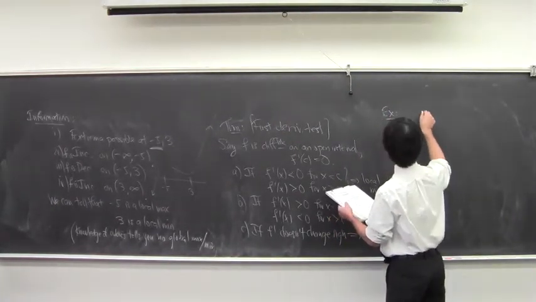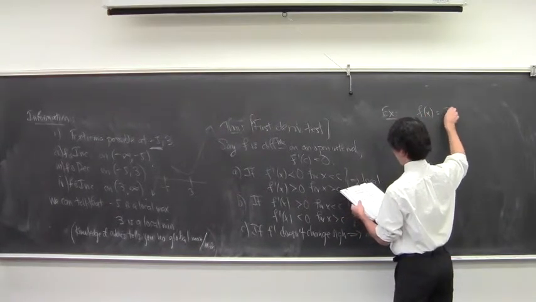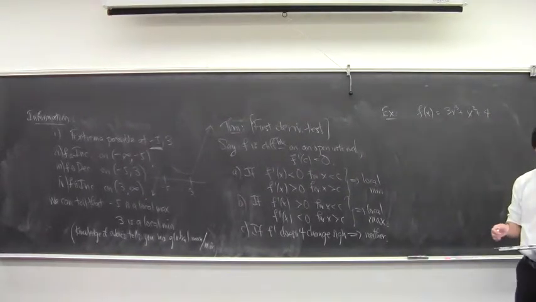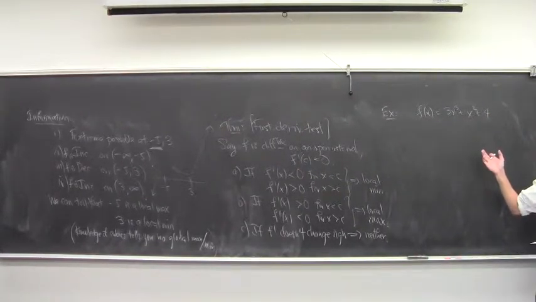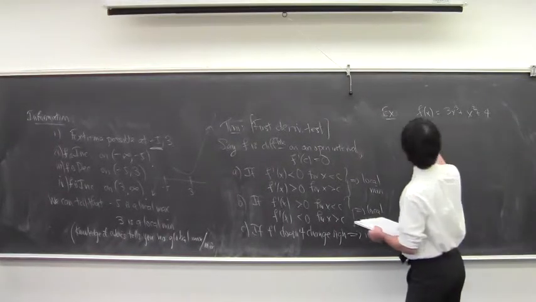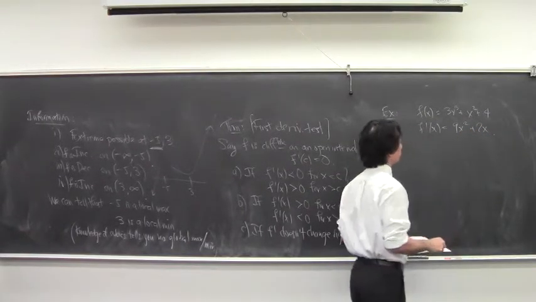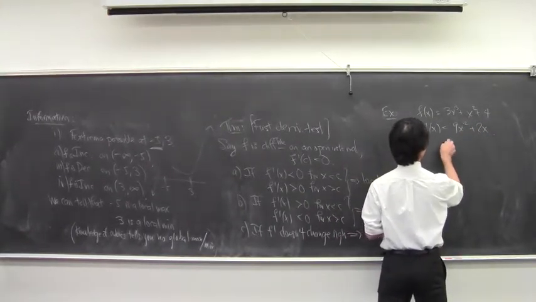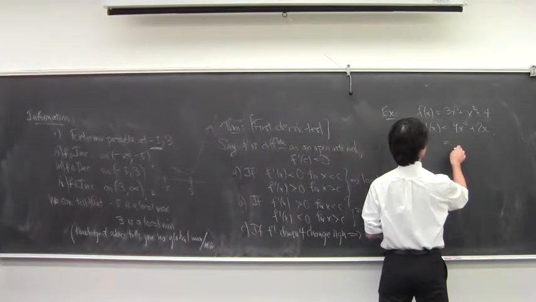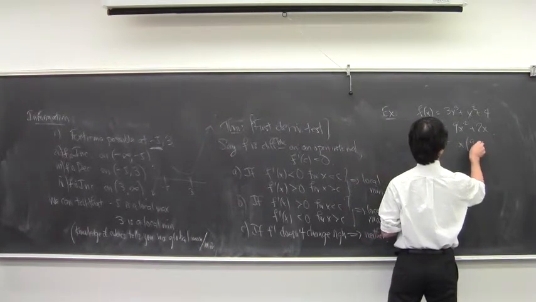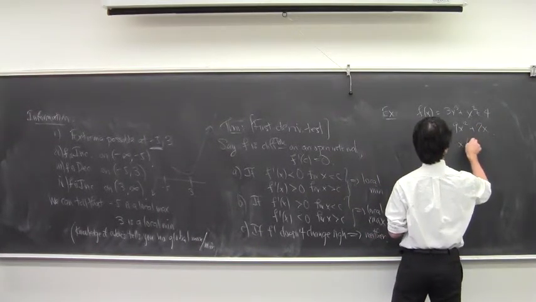Okay, so here's one. f of x is 3x cubed plus x squared plus 4. Let's just do this one together, right? What do I need to do with it? Somebody who doesn't normally speak, maybe tell me. You take the derivative. Take the derivative, you get 9x squared plus 2x. And then you factor it. You can take out the x and you get x times 9x plus 2.